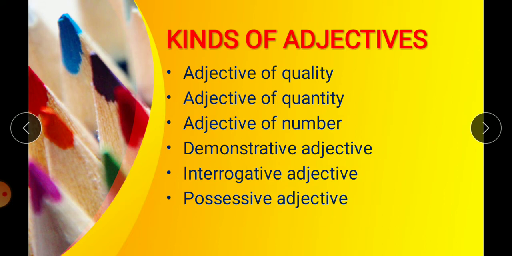Now in a previous class we read about adjective of quality, adjective of quantity and adjective of number. So in today's class we will be covering the last 3 kinds of adjective, that is demonstrative adjective, interrogative adjective and possessive adjective.